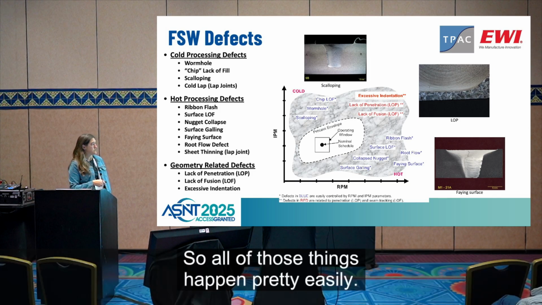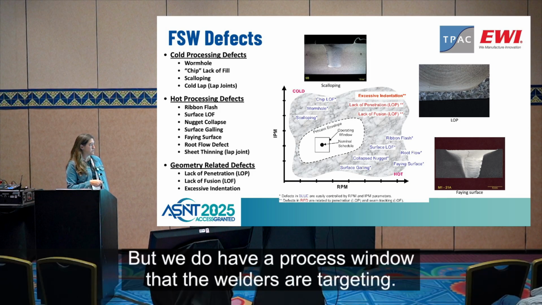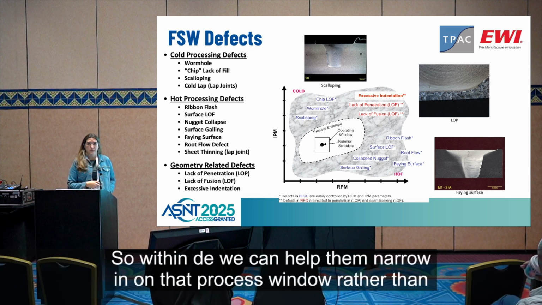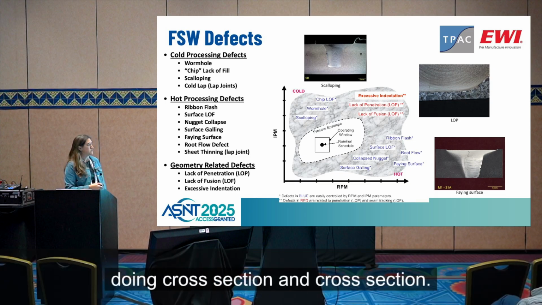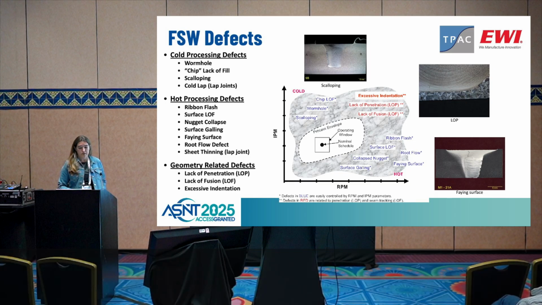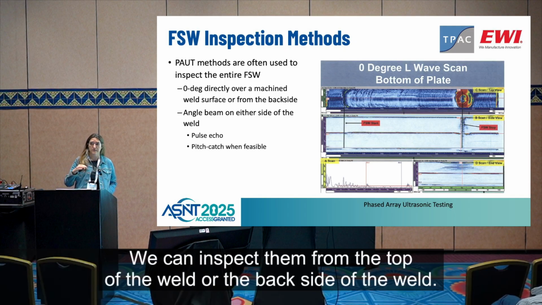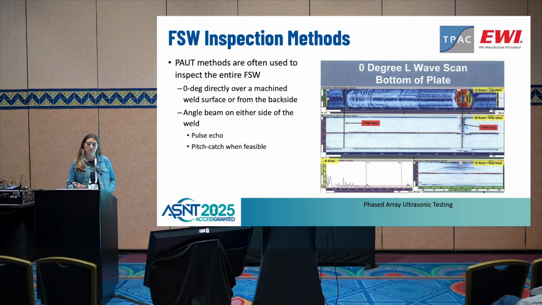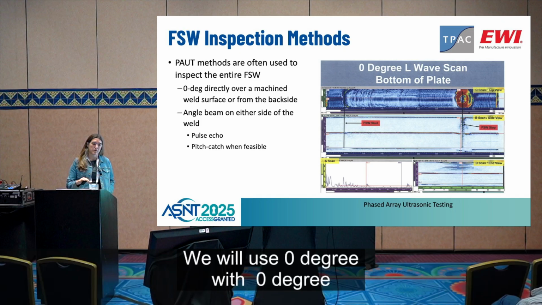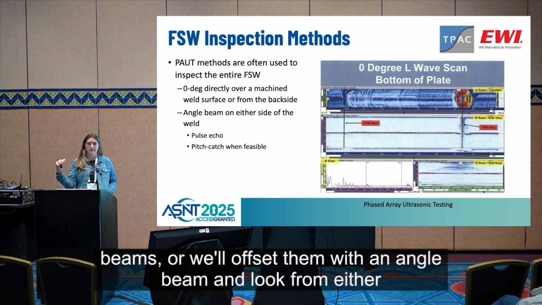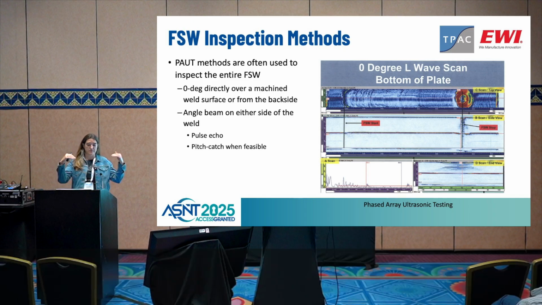So all of those things happen pretty easily, but we do have a process window that the welders are targeting. So with NDE, we can help them narrow in on that process window rather than doing cross-section after cross-section. Normally, we use phased array UT to inspect the friction stir welds. We can inspect them from the top of the weld or the back side of the weld. We will use 0 degree beams, or we'll offset them with an angle beam and look from either side of the weld.